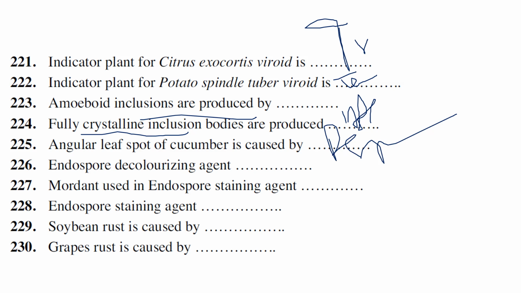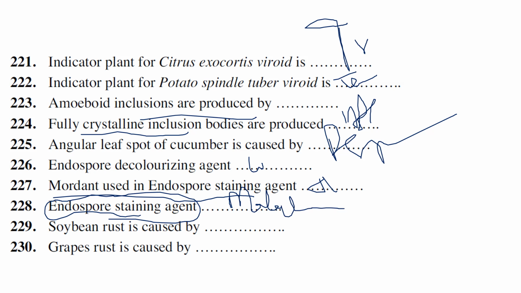So endospore decolorizing agent. What is the decolorizing agent used for endospore? Generally water can be recommended for decolorizing the endospore. The mordant used in endospore staining, what is it? Generally heating can be recommended. Other things also will be there, but this is the very important one. Endospore staining agent, what is the staining agent used in endospore? There is a staining agent called malachite green. So malachite green is generally recommended for the staining of endospore.